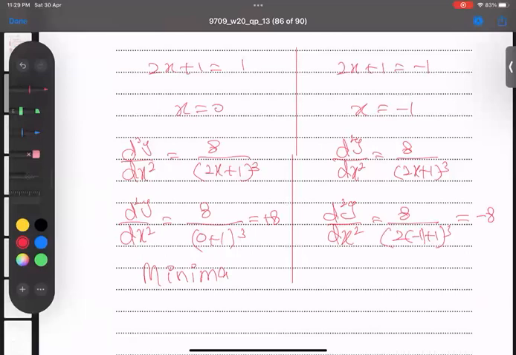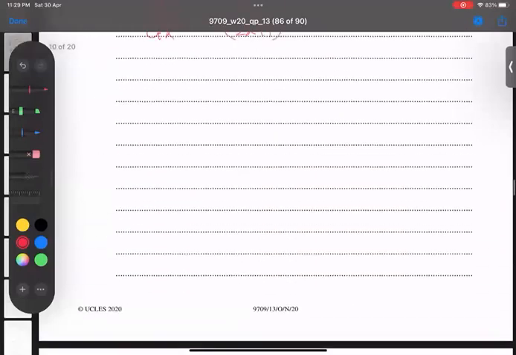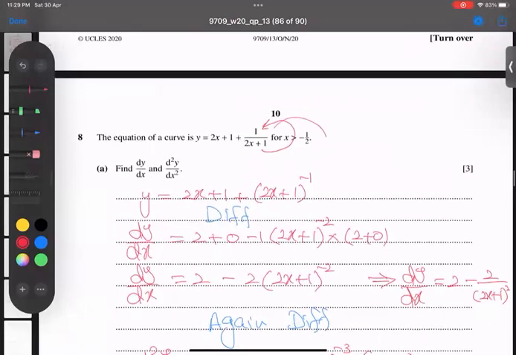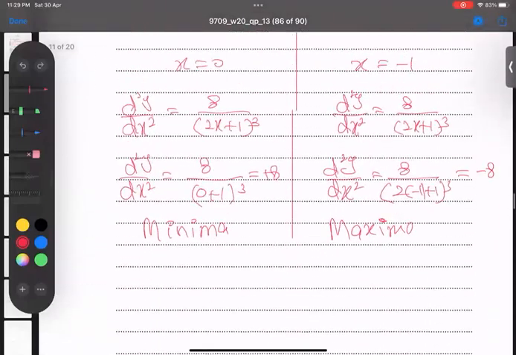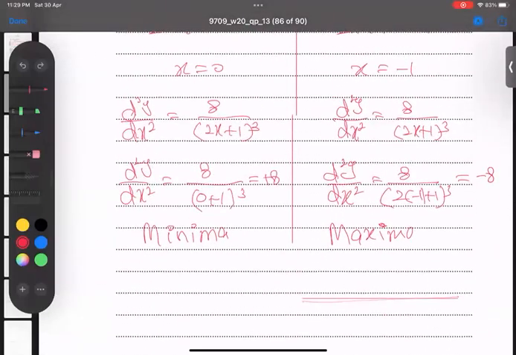-8, and this gave us maxima. But we have to be concentrated. We focus here: x is bigger than negative half. So it means negative half or bigger. If we draw a number line, there's 0, there's a negative 1, and negative half is somewhere here.